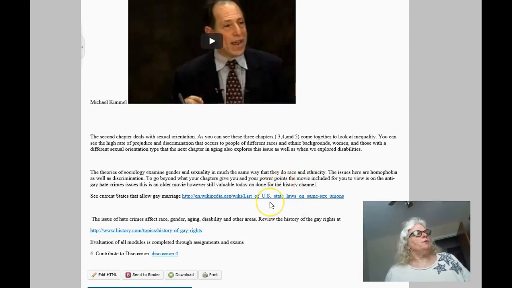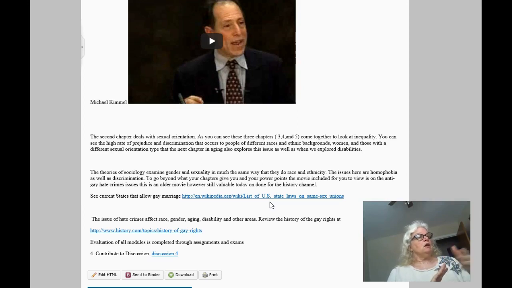The second chapter deals with sexual orientation, and you can see how these three chapters, 3, 4, and 5, come together to look at inequality. You'll see it again when we look at the prejudice and discrimination that occurs to other people, such as the aging and the disabled. But these are really tied together here. As you examine this series, you'll look at that at a deeper level.